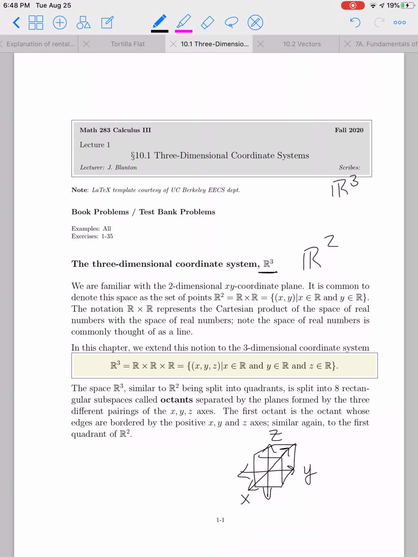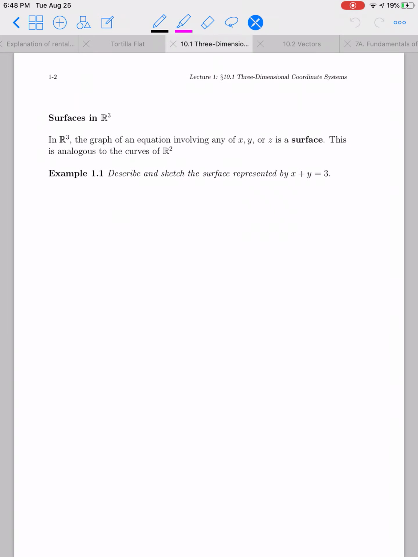The textbook's got some nice pictures and further descriptions involving that. So let's get into what kinds of things we might graph in these coordinate systems. Typically, any graph in the plane, in R2, we called a curve. Now in R3 we're going to call a graph of an equation a surface. So let's see our first surface that arises. This example asks us to describe and sketch the surface represented by x plus y equals 3.